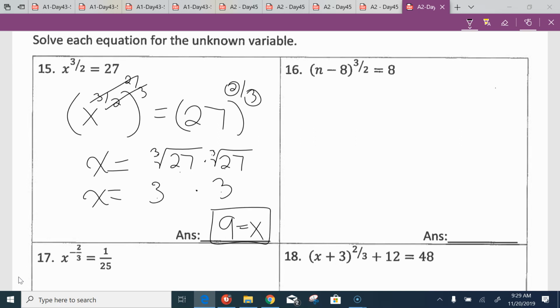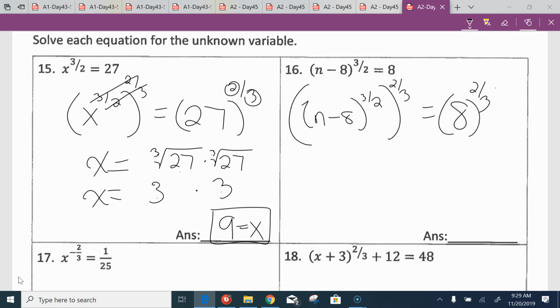For number 16, we have, in parentheses, n minus 8 to the 3/2. I'm going to go ahead and, just like the last one, raise it to the reciprocal on both sides. So it cancels out here, and I have n minus 8 equals, I have 8 squared, which is 2 8s, 8 times 8, both taken to the third root.